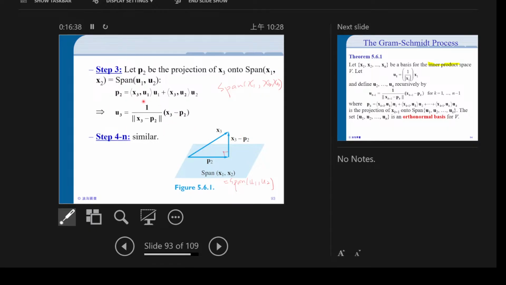we'll find u3. Okay, and so you see that for the rest of the steps, we do similar things. We keep finding an orthogonal basis for bigger and bigger spans. So we find the span of x1 to x3, x1 to x4, etc. And in the end, we will find u1 to un, which will be an orthonormal basis for the span of x1 to xn, and that's the Gram-Schmidt process.